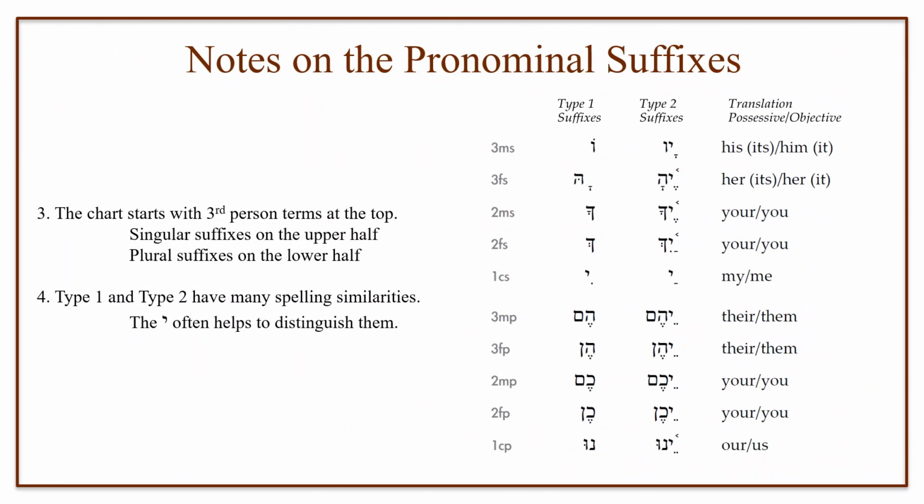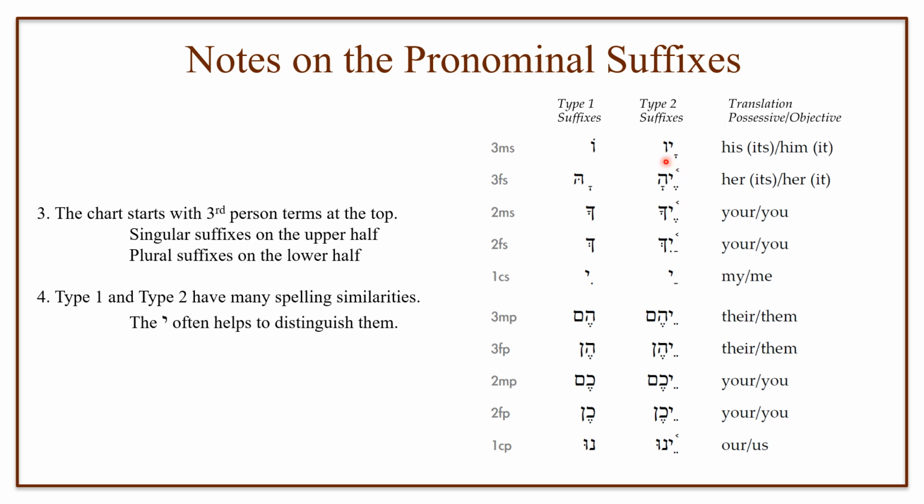All right, another set of details here. The chart starts with the third person at the top. I mentioned that before. Also note that the singular are up here, the plural are down here. And notice that the type 1 and the type 2 have many spelling similarities.